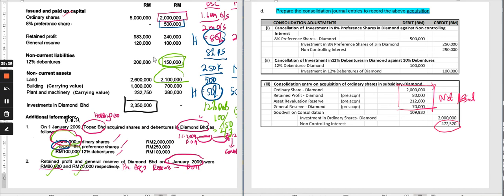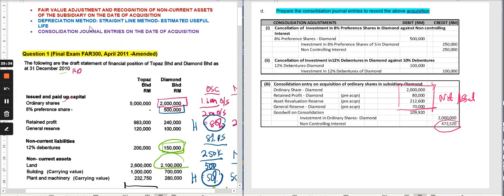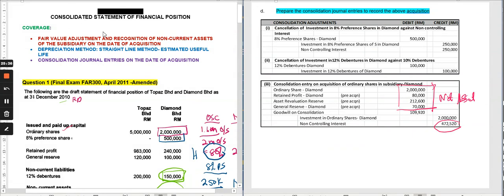So I thank you for watching. This is a consolidation tutorial example for fair value adjustment, focusing on the depreciation method that uses the estimated useful life, and the consolidation adjustment is done after 2 years of acquisition.